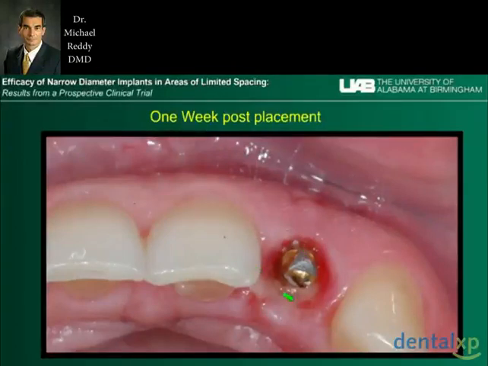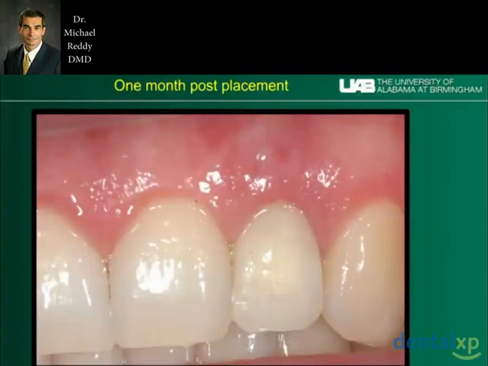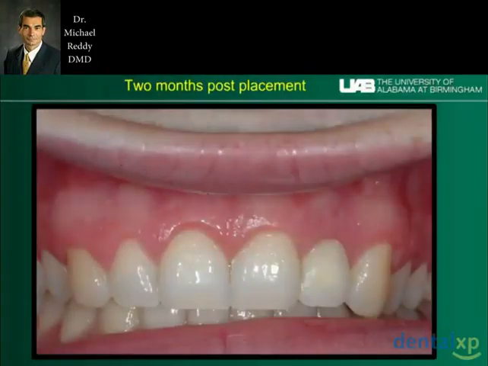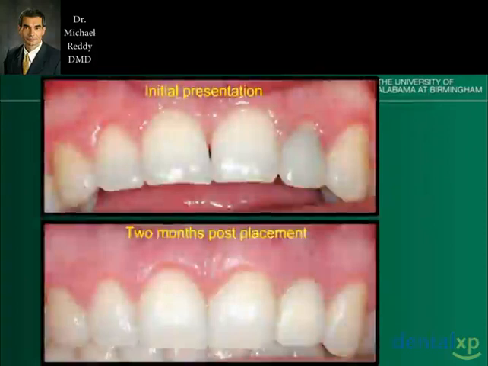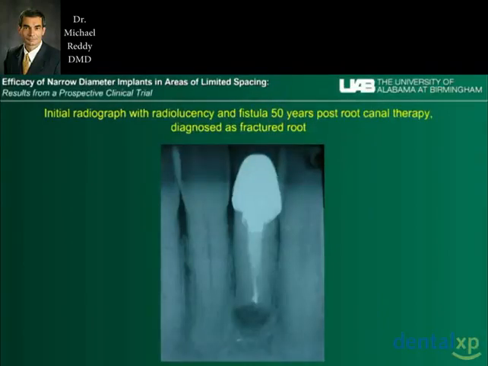Around this, when the temporary is removed, this is the patient at 1 week, 1 month. Nice tissue formation, 2 months post-placement. And so this patient, 2 months later, is in better shape than the day that he came in. Here's another example of what you can do with some of these.